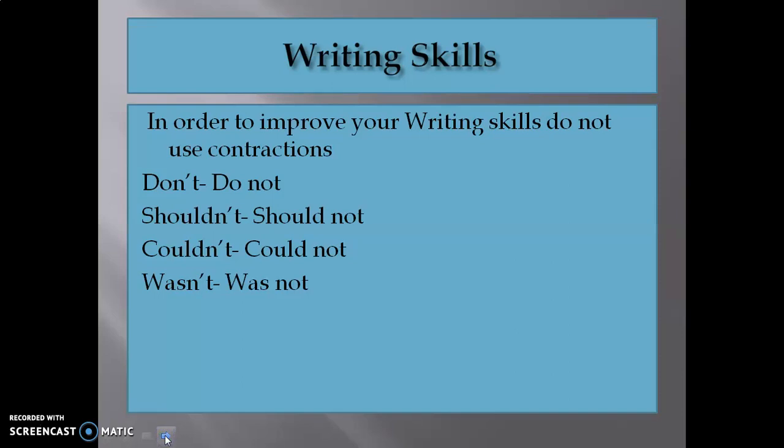And now we will start our writing skills. In order to improve your writing skills, don't use contractions. What does it mean? You mustn't use don't in your writing skills. You have to write do not. You mustn't use shouldn't. You have to write should not. Not couldn't. You have to write could not. Not wasn't. You have to write was not.